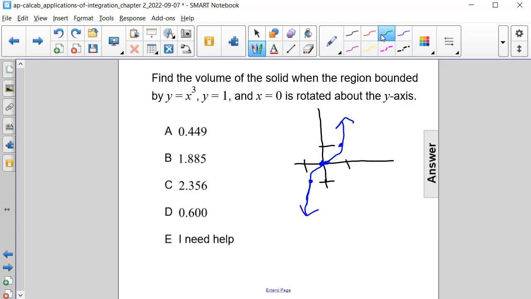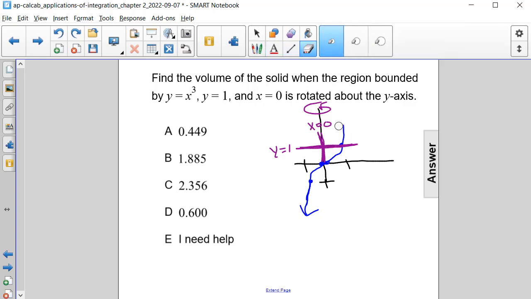But now our region is bounded by y equals 1. So here's our line y equals 1. x equals 0, or the y-axis, and it's being rotated about the y-axis. So we're rotating it this way. These extra boundaries are not really needed here, so I'm going to erase them.